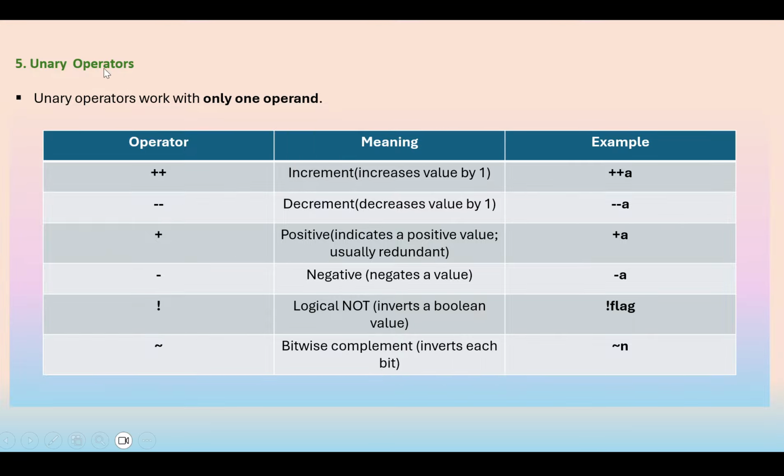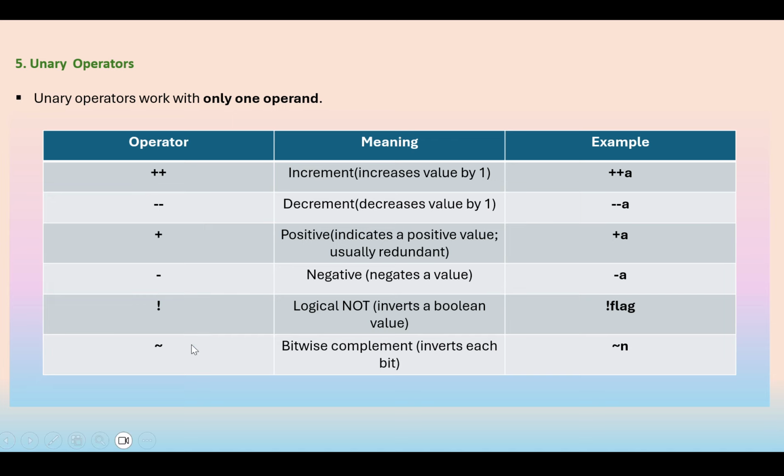So we have different operators as part of unary operators: increment, decrement, plus. As part of increment, value will be incremented by 1. Decrement also, value will be decremented by 1. And this plus symbol indicates the positive sign of a number, but it is redundant because by default all the numbers are positive. So no need to explicitly mention them as positive. And this minus sign indicates the negative sign of a number.